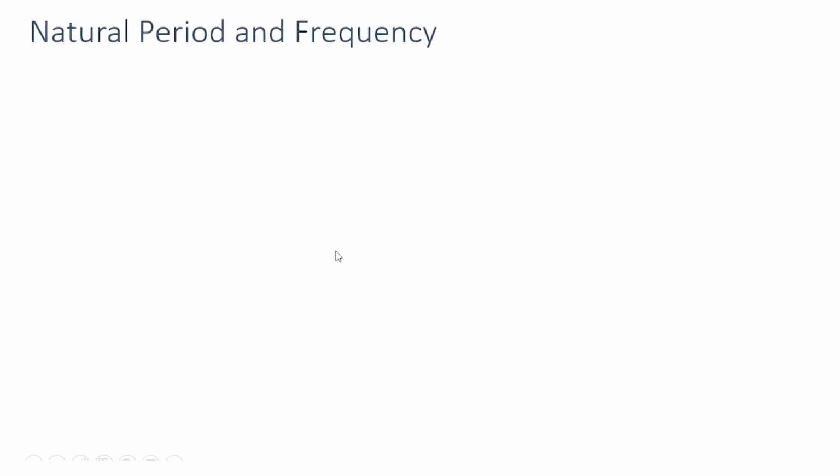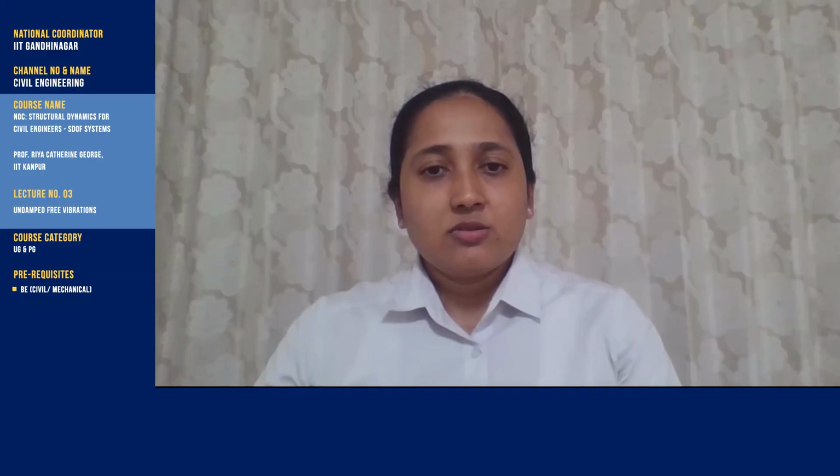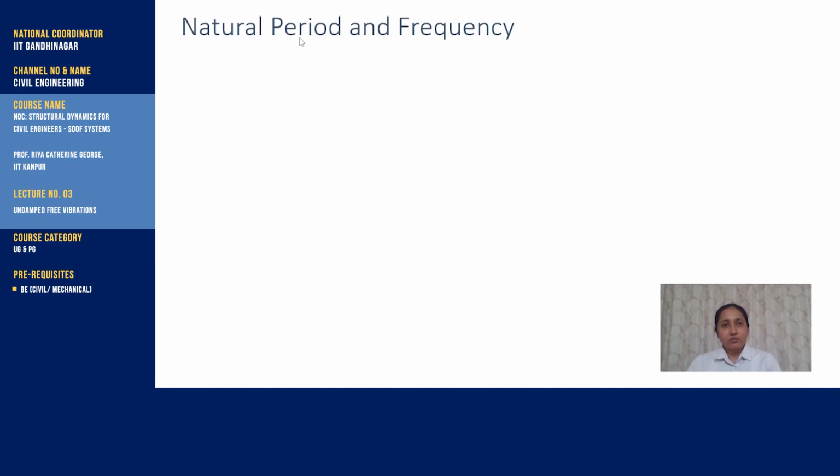Now we will look at the natural period and frequency. If we look at the solution, we can see that this function x(t) is a periodic function. That means the function repeats itself after some time called period. So if we can measure the duration between two peaks, we can calculate the period of this motion. So now we will see what is the value of natural period and natural frequency.